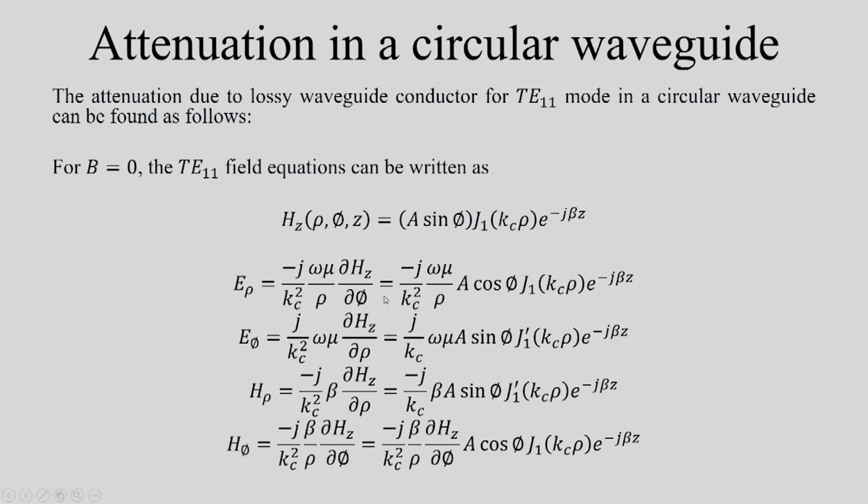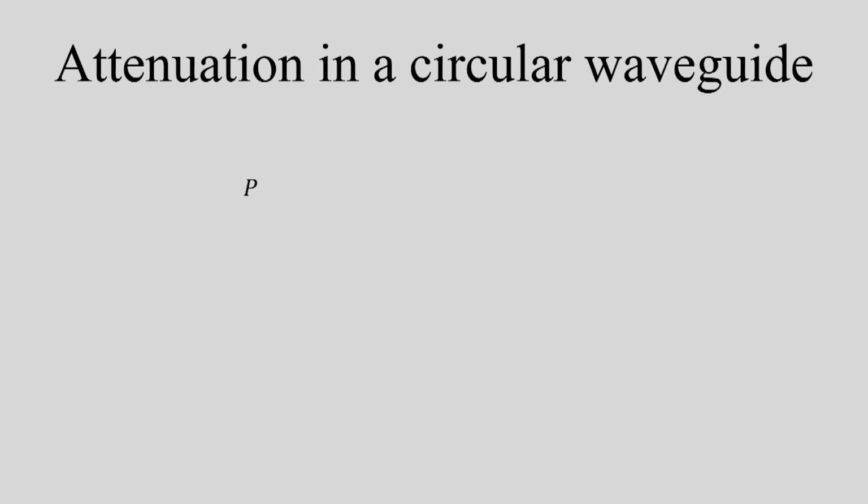So, once we have all these field components computed, now we can find out the power that propagates along the circular waveguide for the dominant TE 11 mode. So, the power P naught can be written as half real part of E cross H star, which is the Poynting vector, and then integrating this Poynting vector from rho equal to 0 to rho equal to A and phi equal to 0 to phi equal to 2 pi. And this is the unit area, rho d rho d phi.